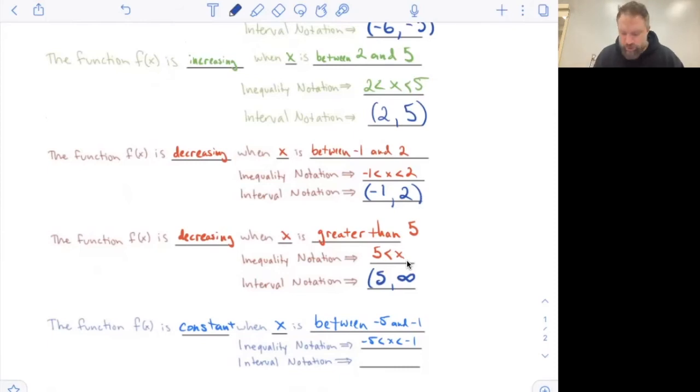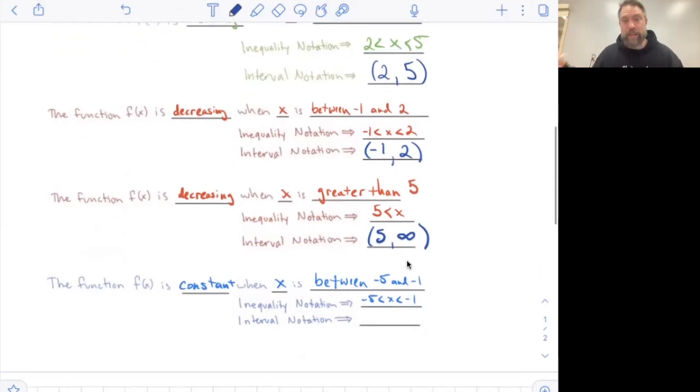Whenever we use infinity, we also use the round parentheses, because infinity isn't really a number, right? We're not going to use the number infinity. Infinity is more of a concept. It's telling somebody that it doesn't end, all right?